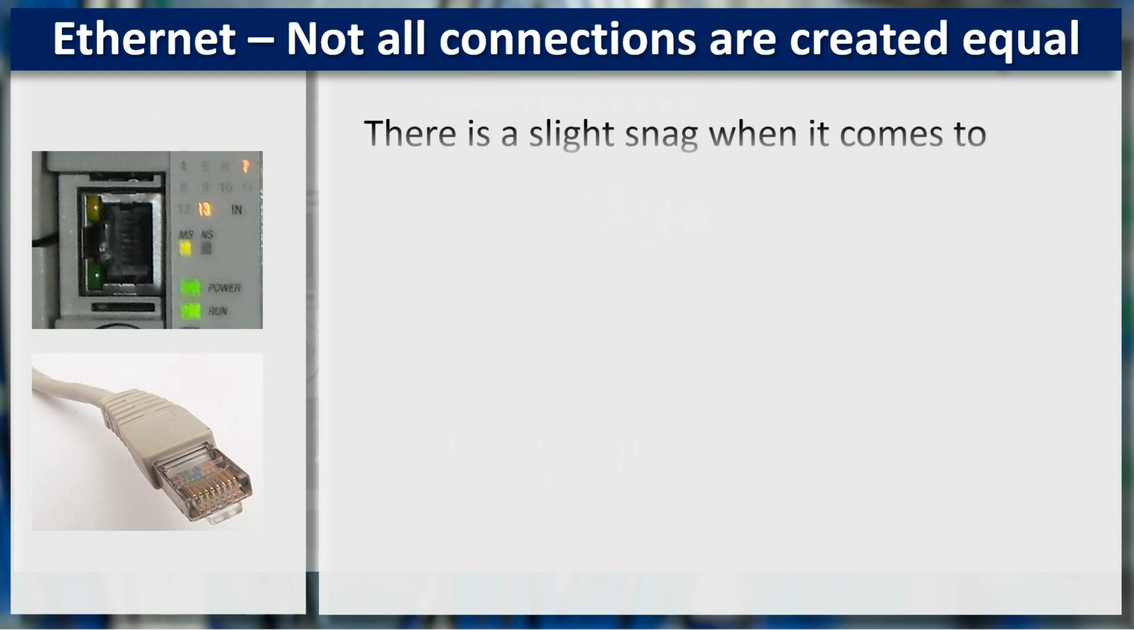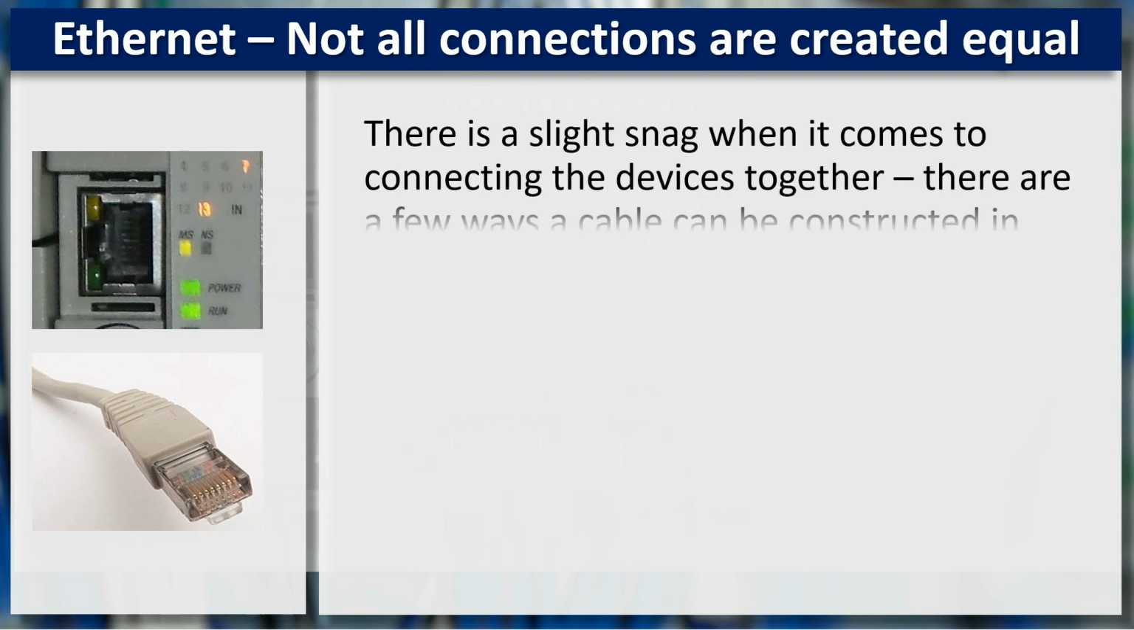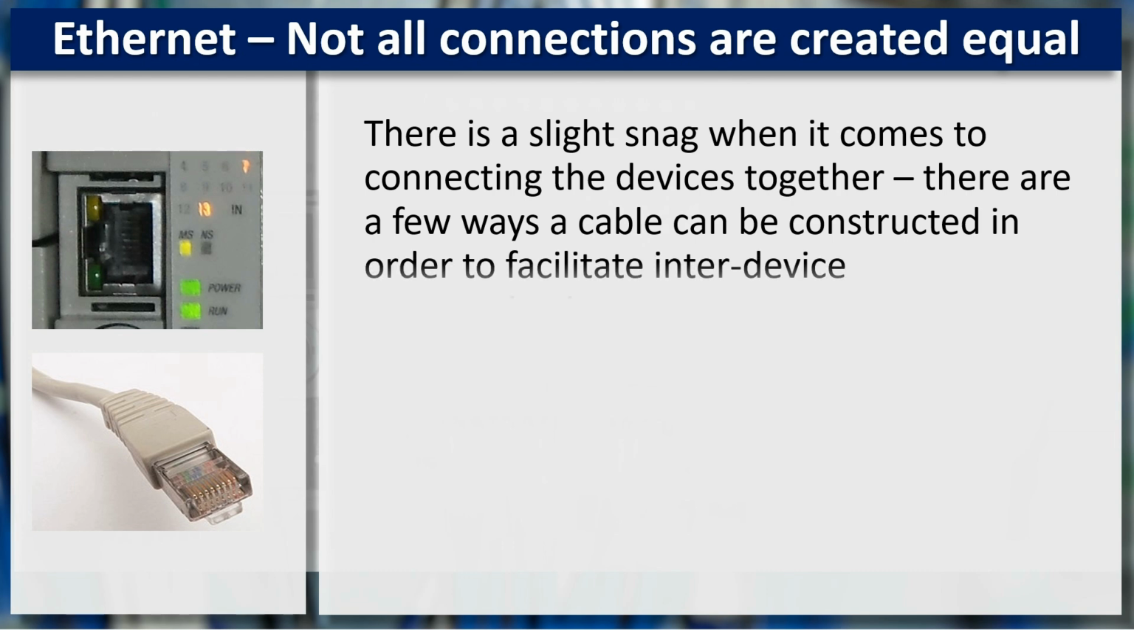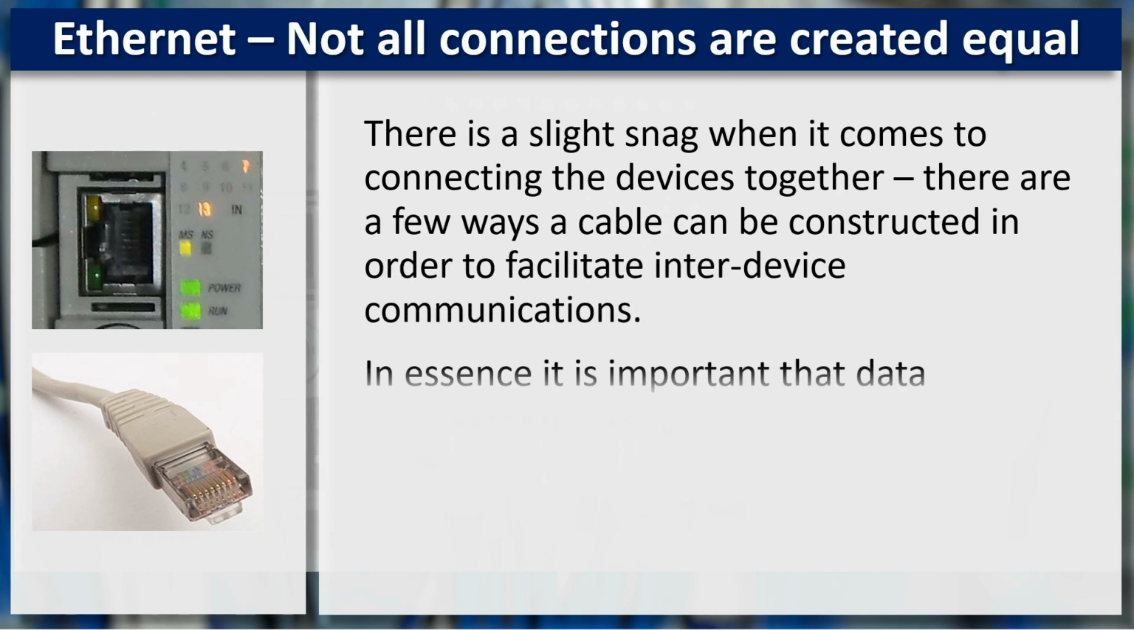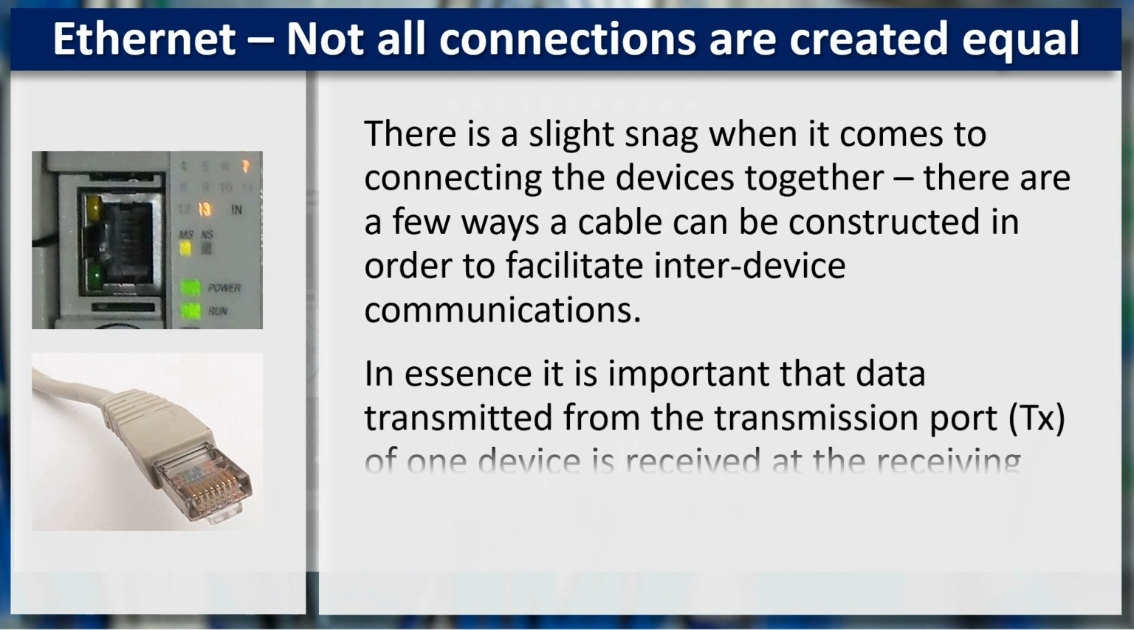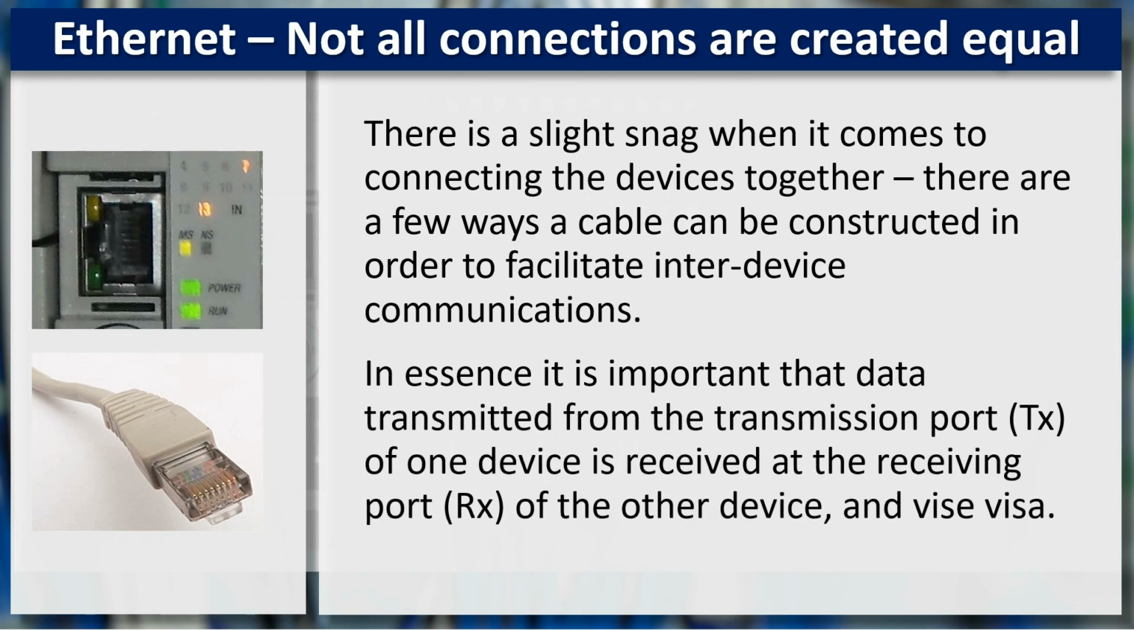Not all connections are created equal. There's a slight snag when it comes to connecting devices together. There are a few ways a cable can be constructed in order to facilitate inter-device communications. In essence, it's important that the data transmitted from the transmission port of one device is received at the receiving port of the other device and vice versa.